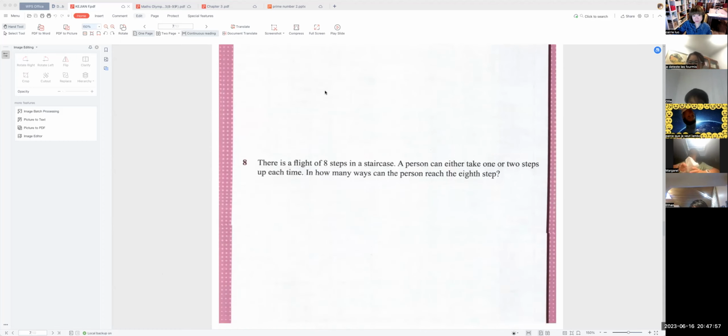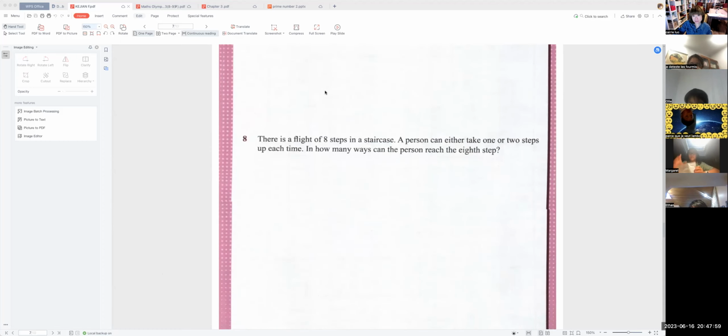Okay, so let's take a look at this one. There is a flight of 8 steps of stairs. A person can either take 1 or 2 steps up each time. In how many ways can the person reach the 8th step?